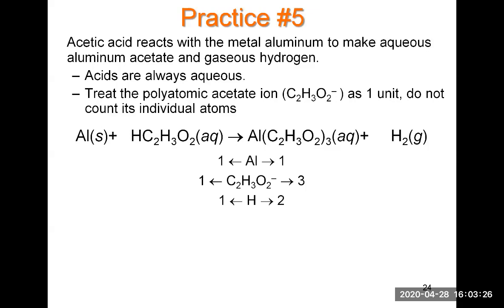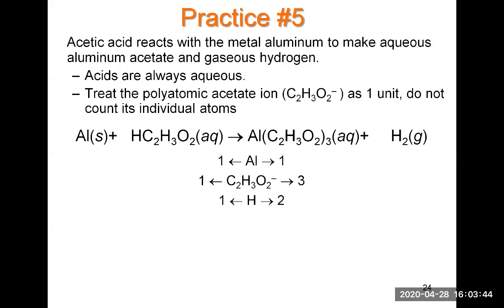Now let's count hydrogen, because you see that on the left side, the hydrogen is associated with the acetate ion, and so there is 1 hydrogen there. And on the right side, there are 2 hydrogens in the diatomic molecule H2.